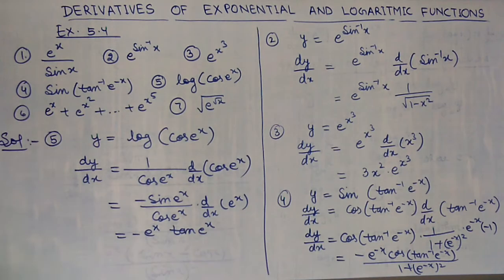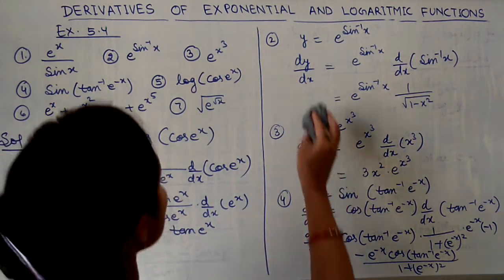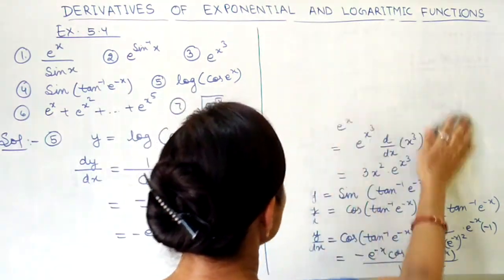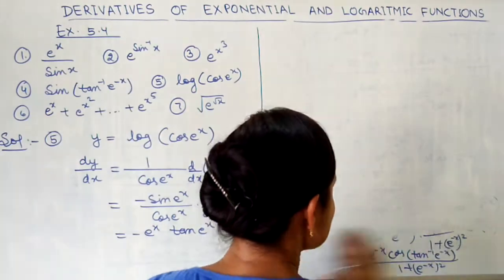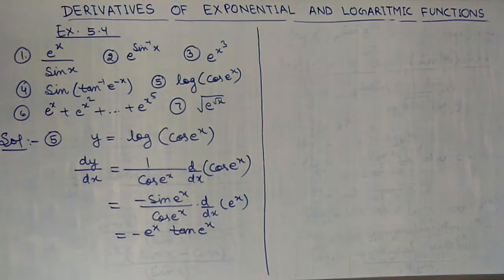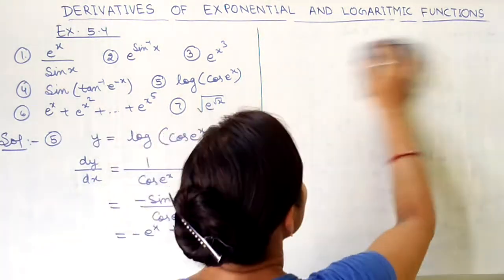Now come to question number 6 as well as question number 7. These both are very simple questions. Question number 6 is a very simple question. Question number 6. How can you solve question number 6?